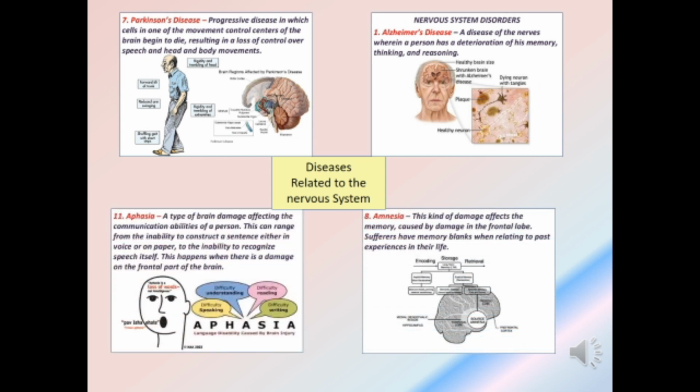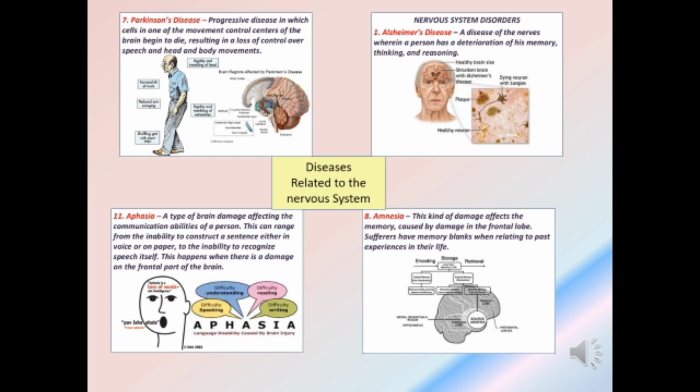Let's take a look at some diseases related to the nervous system. The first one is Parkinson's disease. Parkinson's disease involves the cells in the movement control center. The cells begin to die, resulting in the loss of control over speech, head movement, and body movement. So the person will be shaking all the time. Usually it happens to old people, but it can also happen to younger people.